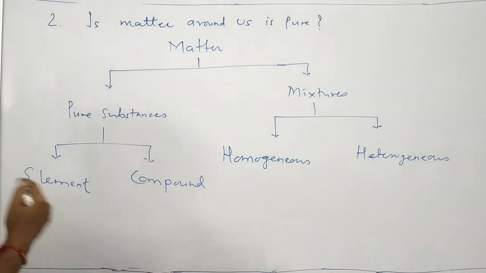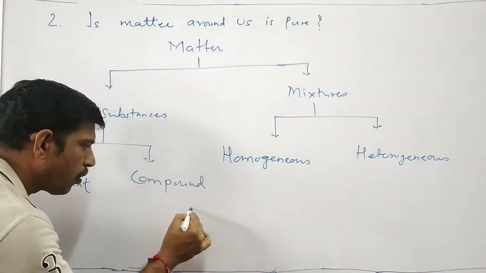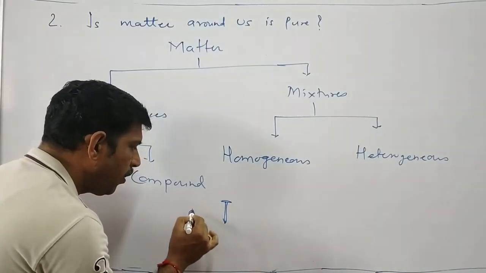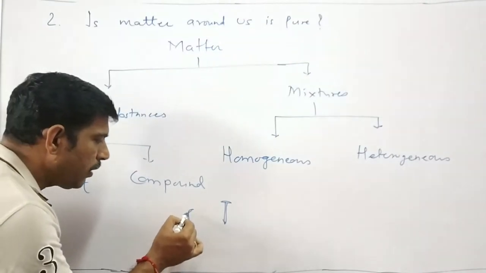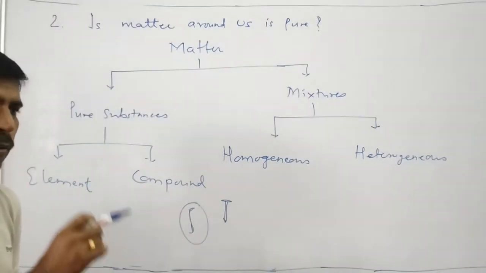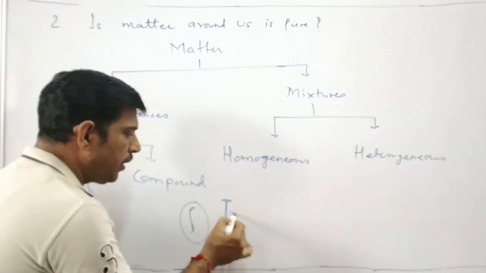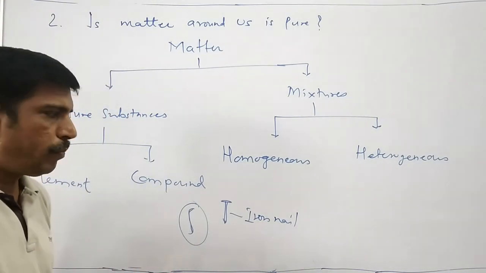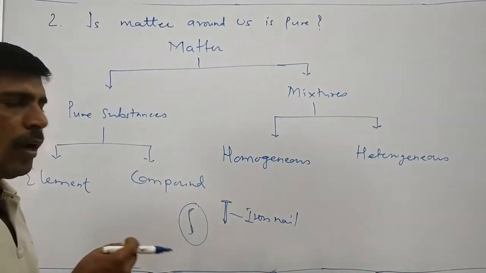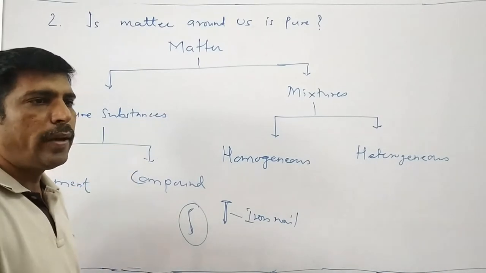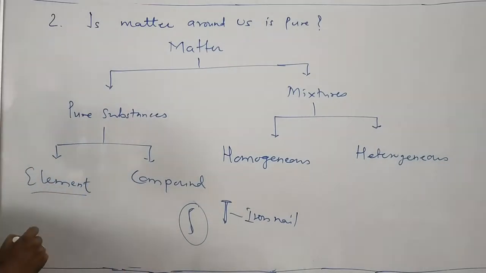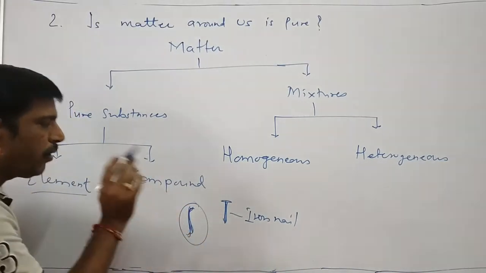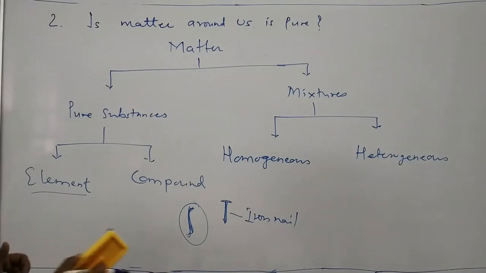So element. Suppose I have a piece of copper wire, or this is one iron nail. The copper wire itself contains only the atoms of copper. This iron nail contains only the atoms of iron. Our gold ornaments contain only gold atoms. So these are the elements. A pure substance means it contains only iron and iron. This wire contains only copper and only copper. Okay, this is about the element.